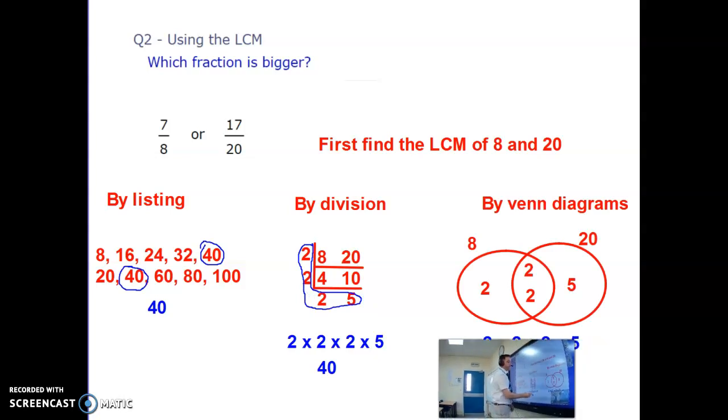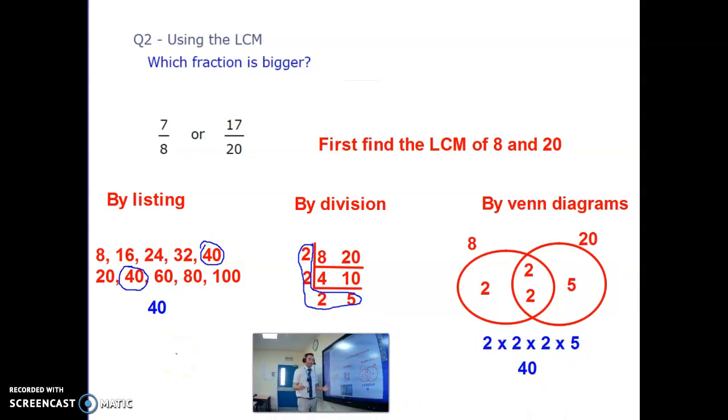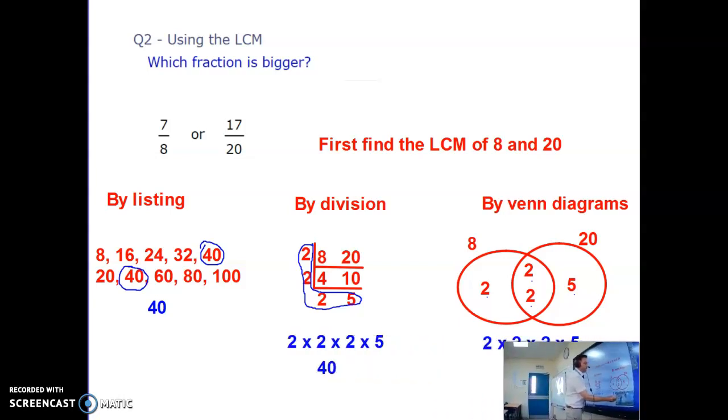And then a third method is to do factor trees. Find these as product of prime factors. And then you can just multiply all 4 numbers in the Venn diagram. I'm not going to go into that in too much detail because it would take too long, but any of these methods for lowest common multiple, whichever one you've used, you can use it here.